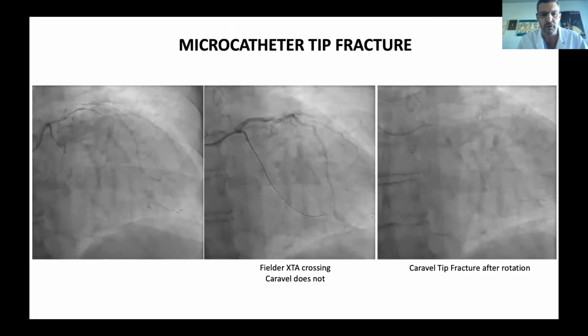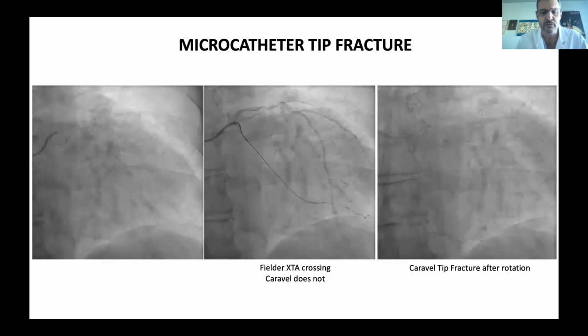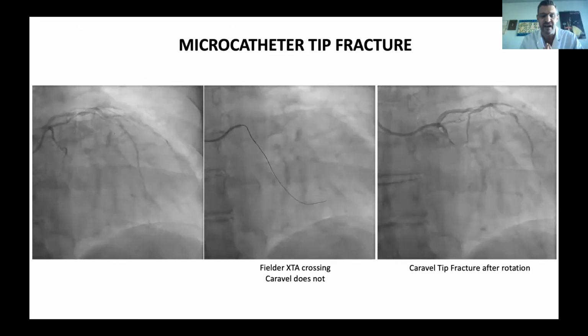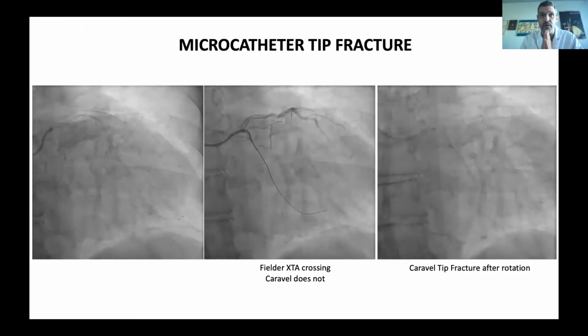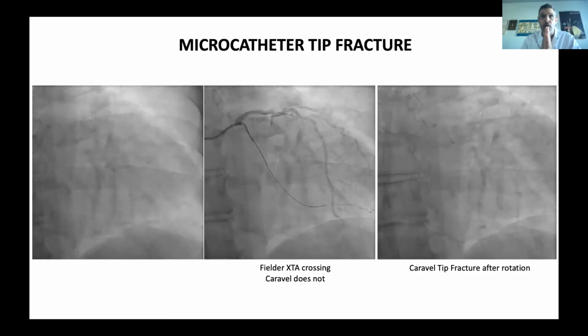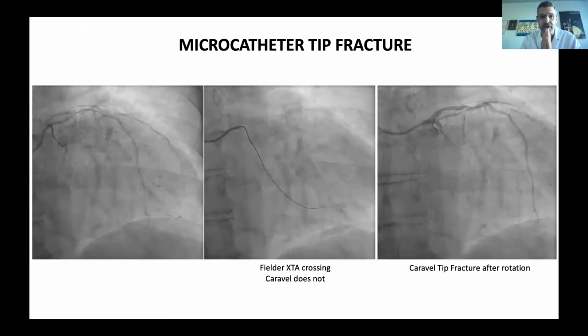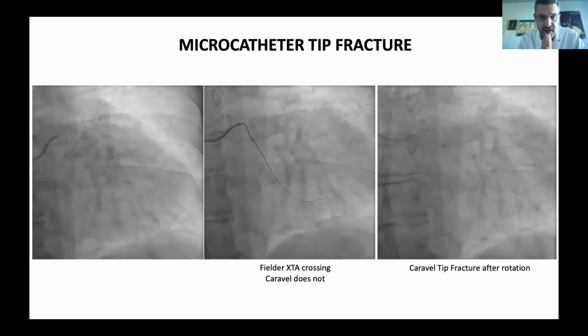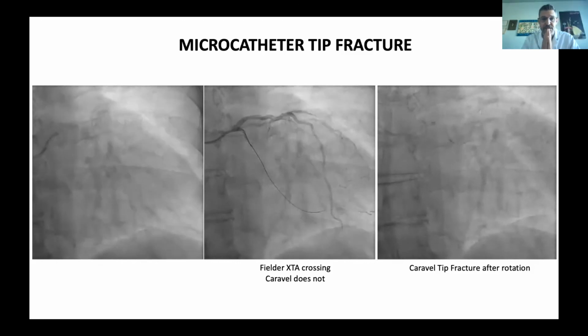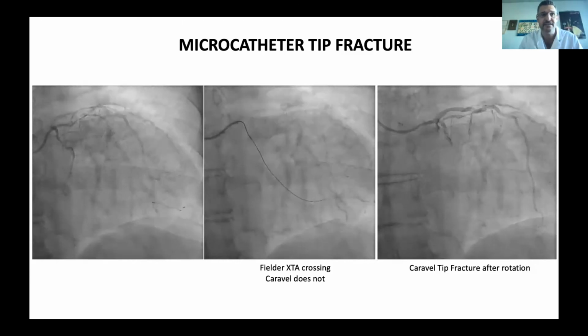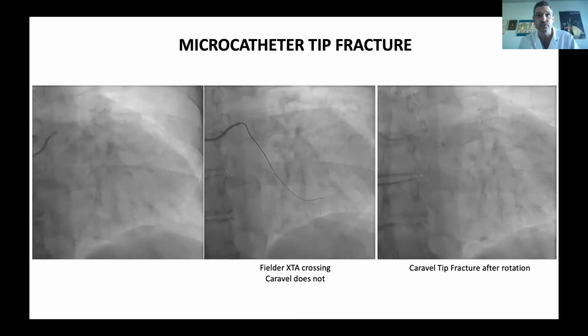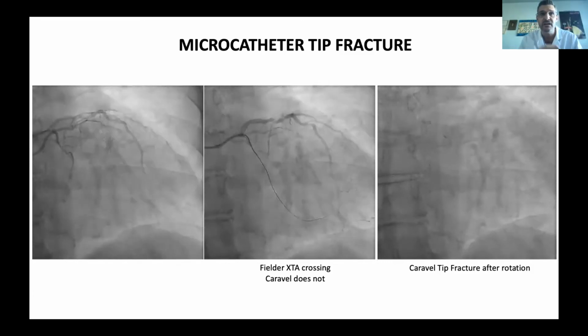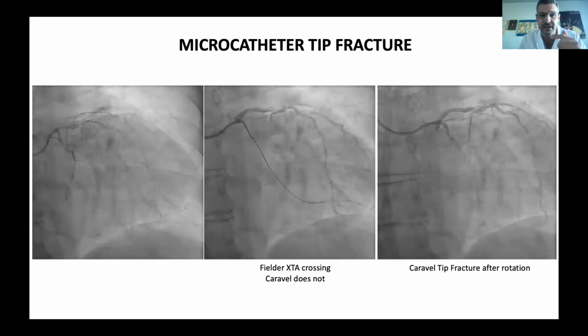Here I reported a microcatheter tip fracture that can occur, especially if you advance a microcatheter with a soft tip or a non-rotatable microcatheter. For example, this is a Caravel microcatheter. So the Caravel microcatheter is an excellent microcatheter to use, especially when you have to cross the epicardial collateral channel, for its safety.